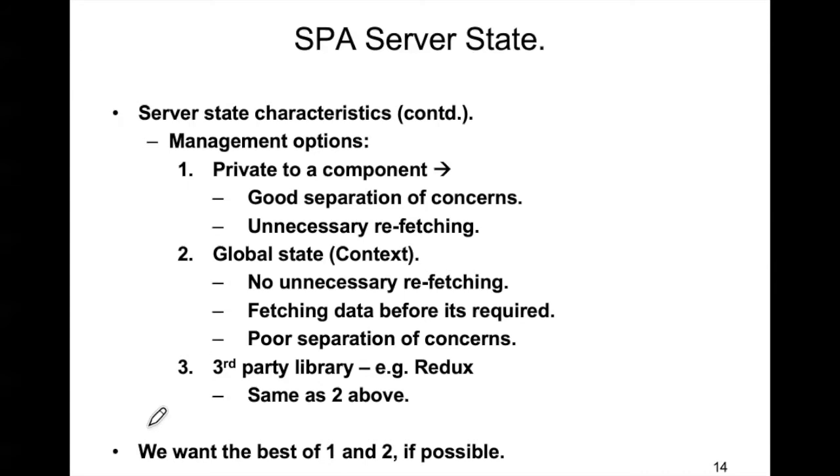So we'd like to have good separation of concerns, but not have unnecessary refetching of data. That's our ideal solution. Good separation of concerns in the sense that each component will be responsible for requesting its own web API data. But just because that component remounts lots of times, it won't be re-requesting that same data every time it remounts. That's what we'd like to have ideally.